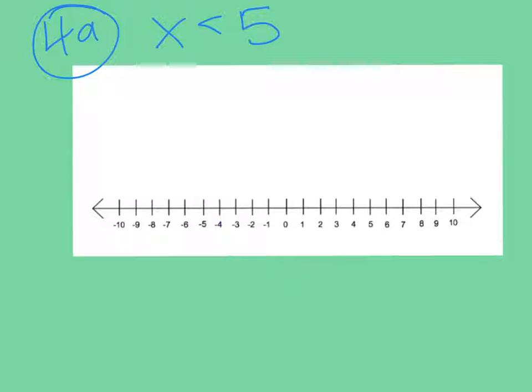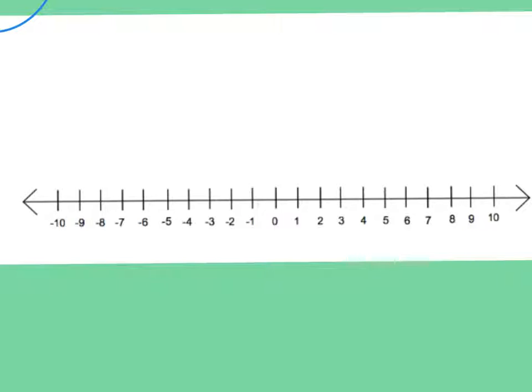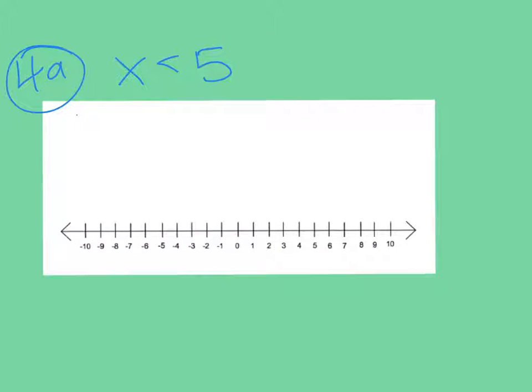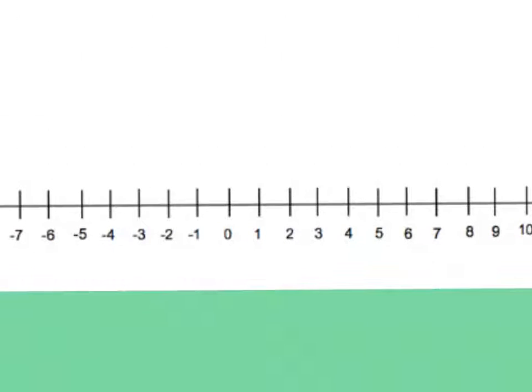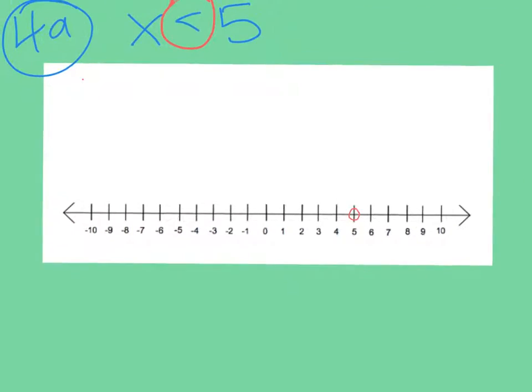Now, right now, we have no idea what to do because we have not done this before. I'm going to zoom in just a little bit here. But we know that x could be any number that's less than 5. Could it be 5? No, it could not, because it does not say that it could be equal to 5. So when my inequality has just this simple less than or greater than sign, that means as I'm graphing it, I'm going to be drawing a circle around that number, 5. I'm going to zoom out a little bit.